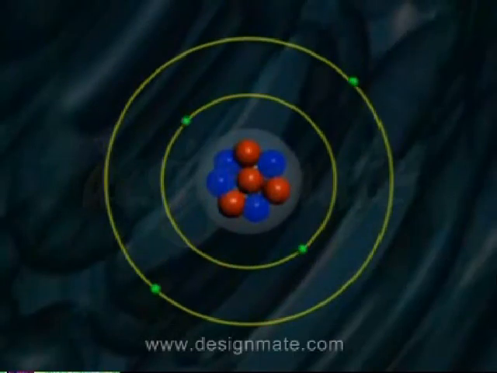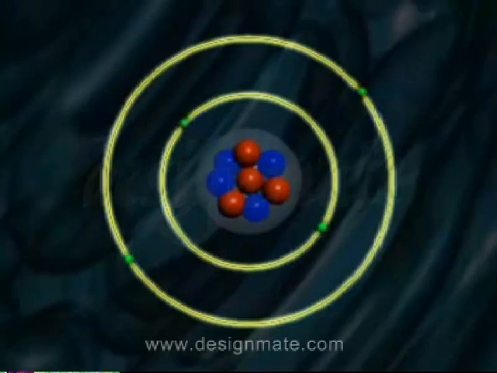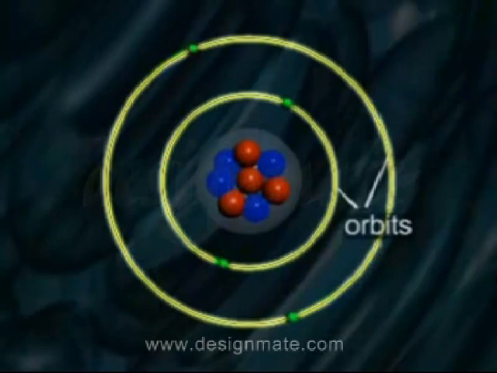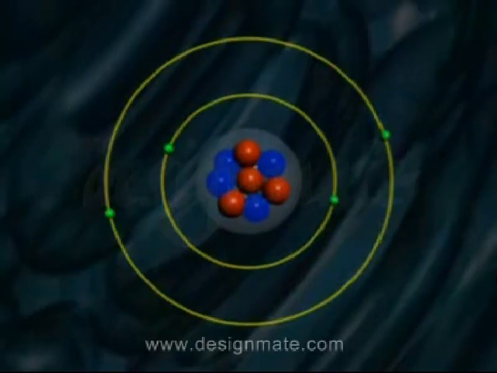The electron revolves around the nucleus in circular paths. These paths of the electron are called orbits. All electrons do not revolve in the same orbit. A fixed, definite number of electrons revolve in each orbit.